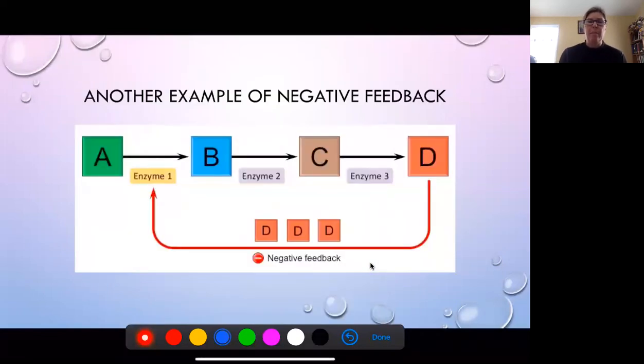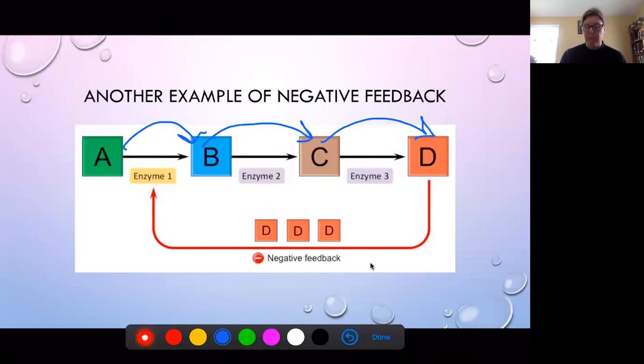Here's another example of this. So we have a series of chemical reactions. The reactant makes the product, which is now the reactant to the next chemical reaction. We have enzymes at each step in order to speed up the rate of these chemical reactions. Now we're saying, well, if we have too much of D, it will actually tell enzyme 1, we don't need any more. You don't need to keep going from A, B, C to get to D because we have enough D. So let's stop this train right here.